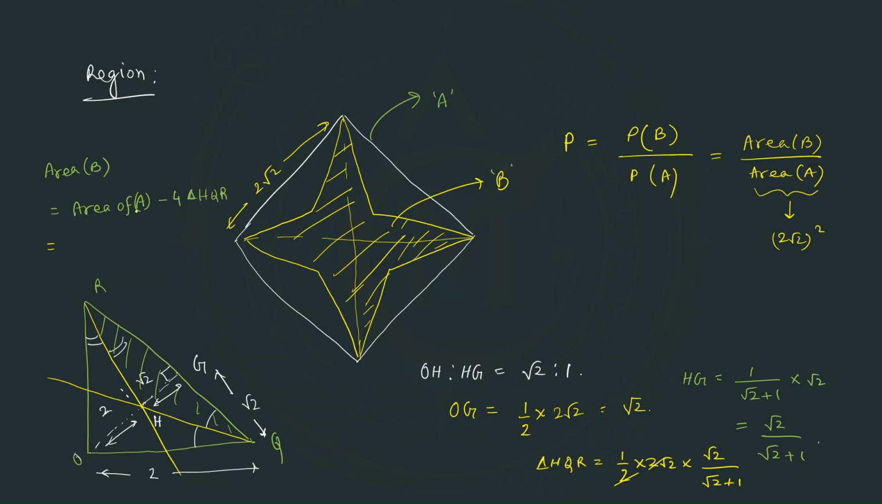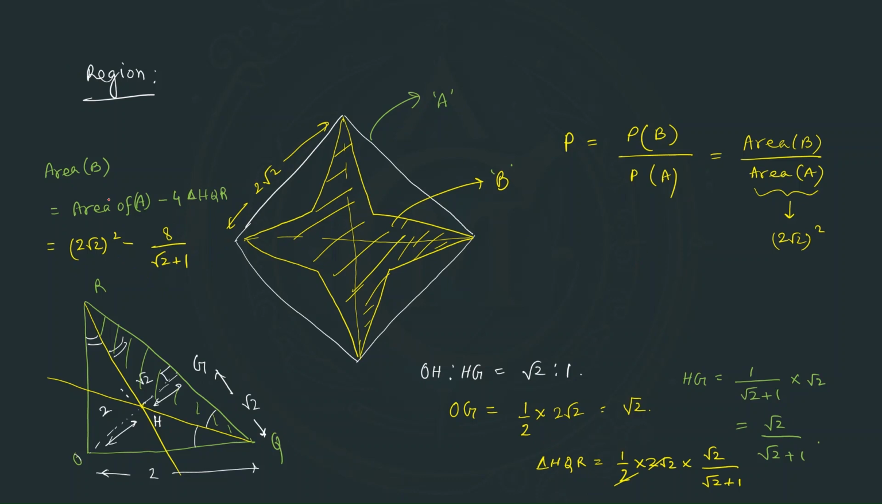So area of B becomes area of A, which is 2 root 2 whole square, minus this 4 times this area. So 4 times 2 is 8 divided by root 2 plus 1. This, if we calculate, P is equal to area of B, which can be written as 2 root 2 whole square minus 8 divided by root 2 plus 1, and divided by 2 root 2 whole square. So it will be 1 minus 8 divided by 2 root 2 whole square, which is basically 8 divided by 8. So 1.